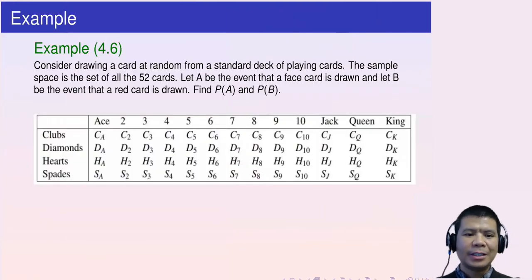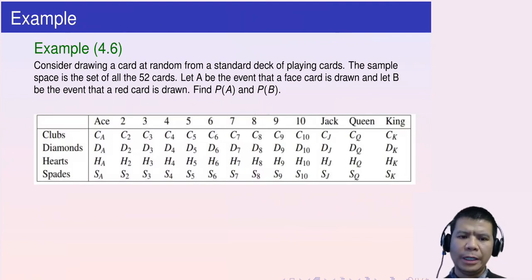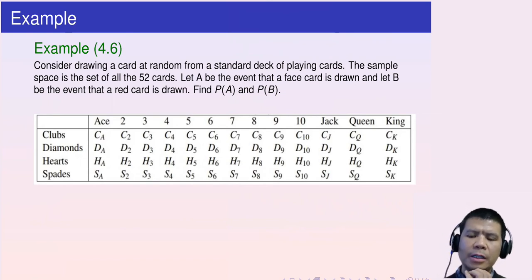All right. So now let's consider this example. Consider drawing a card at random from a standard deck of playing cards. The sample space is the set of all the 52 cards. Let A be the event that a face card is drawn, let B be the event that a red card is drawn. Find the probability of A and the probability of B.